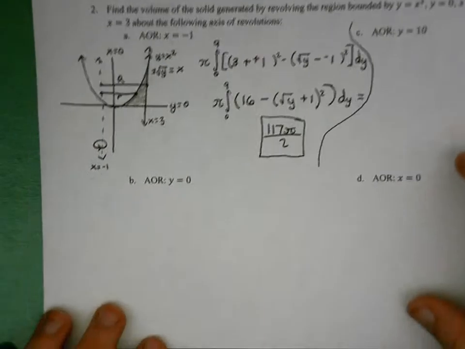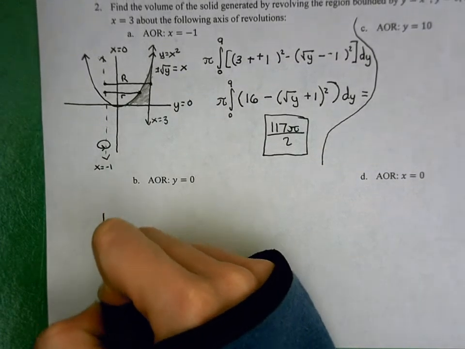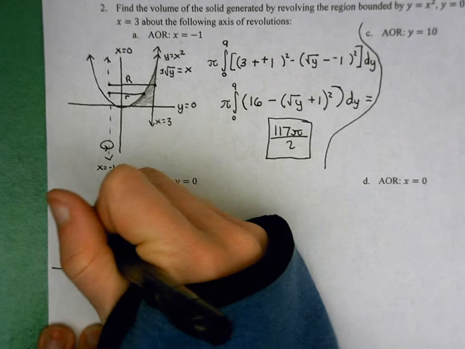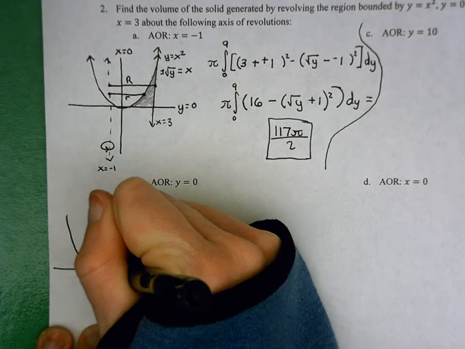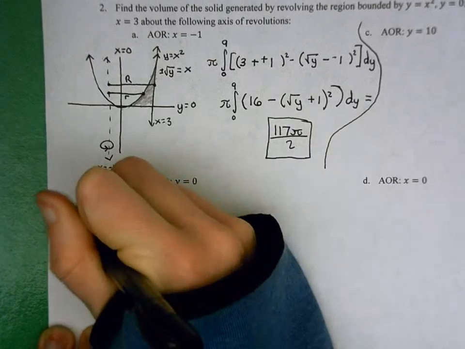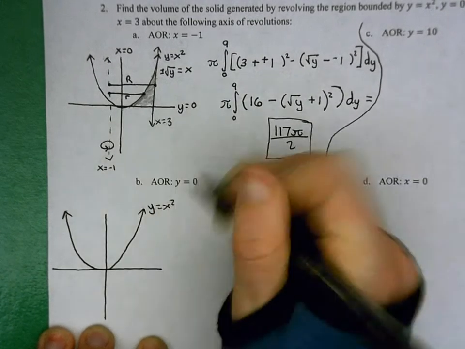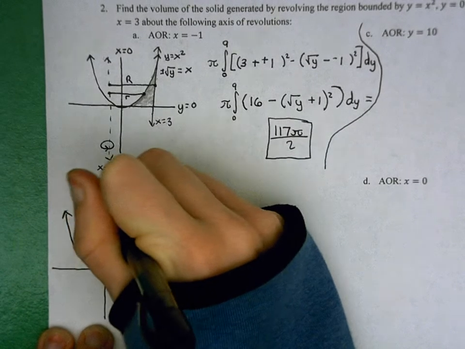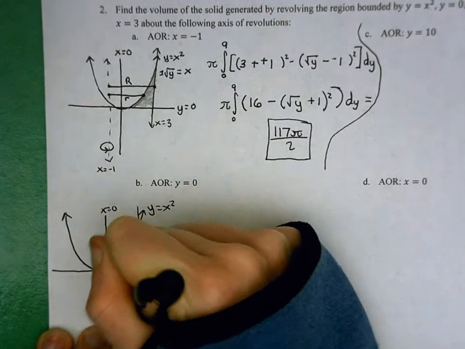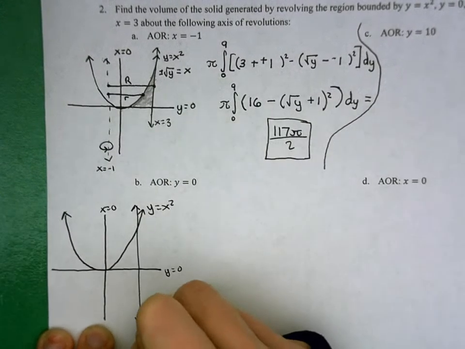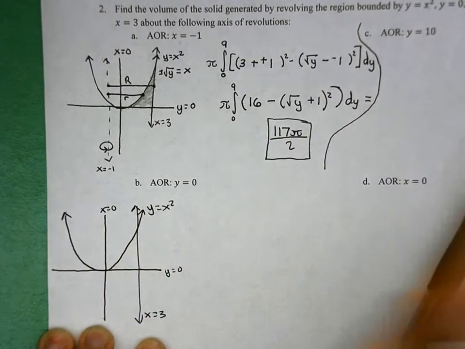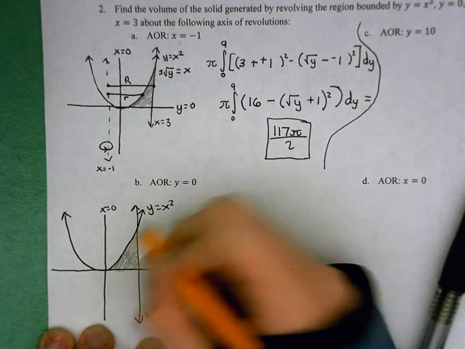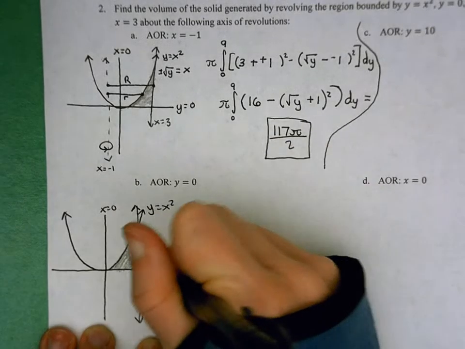Okay, B, we are doing the same graph, so I'm going to go ahead and re-sketch this down here. Y equals x squared. Y equals 0, x equals 0, x equals 3. Shaded region. But in this case, my axis of revolution is y equals 0.